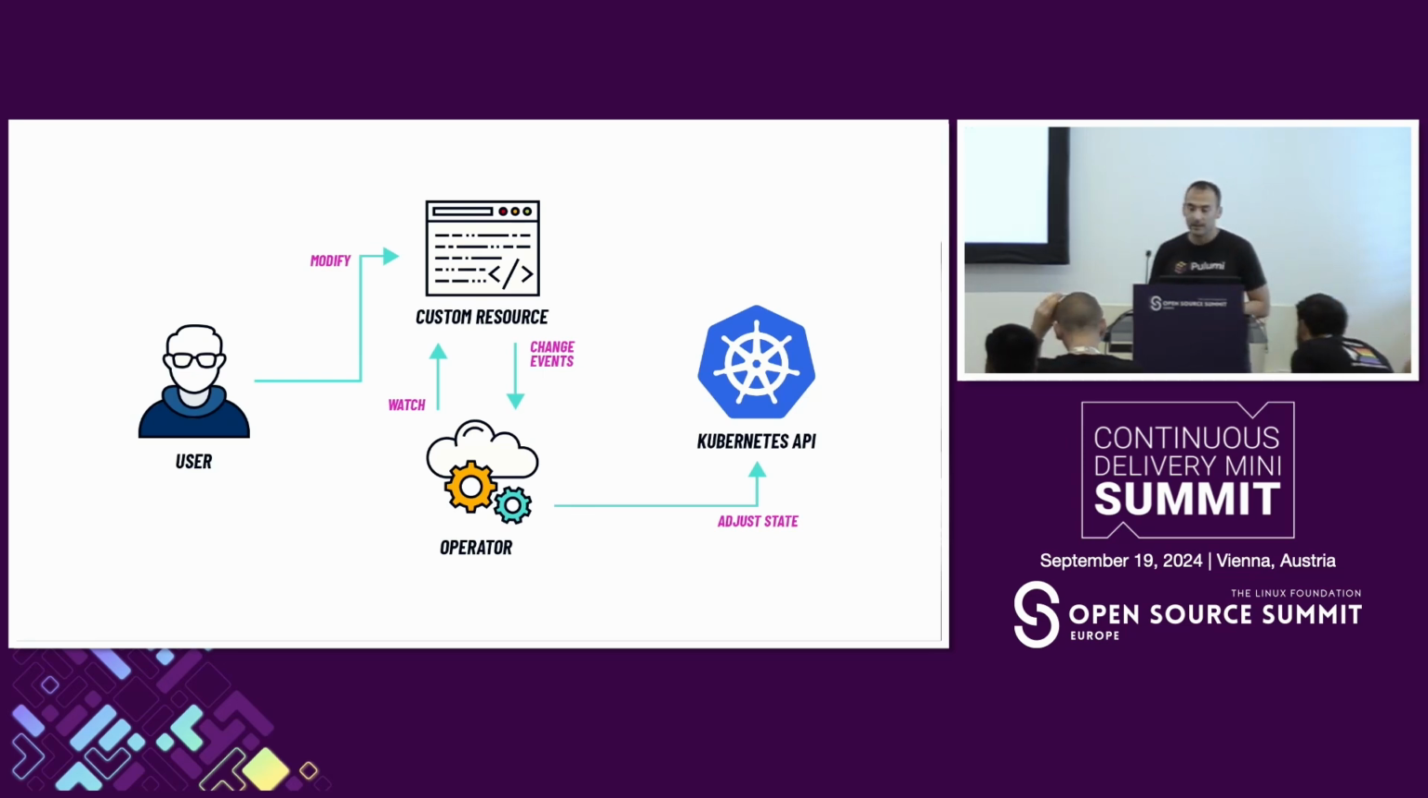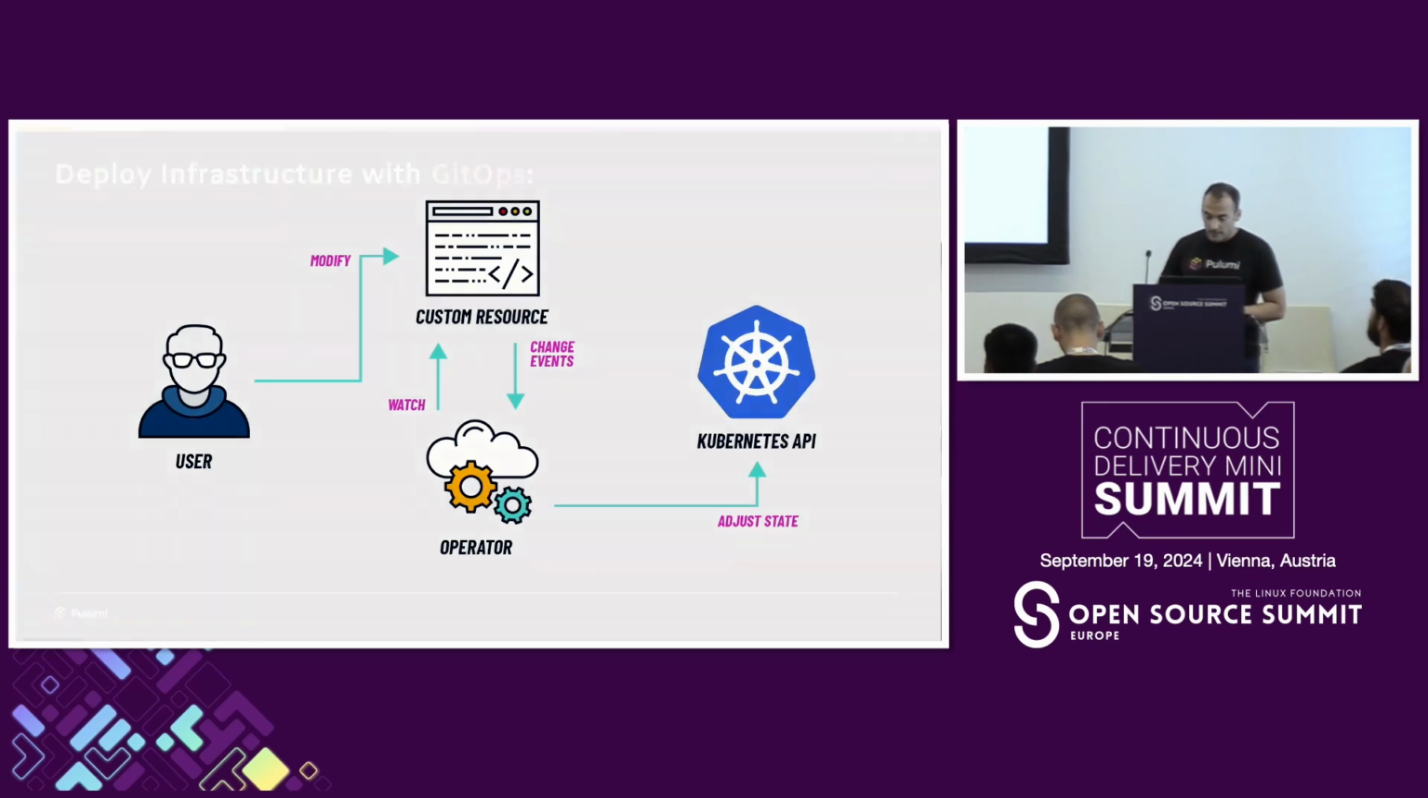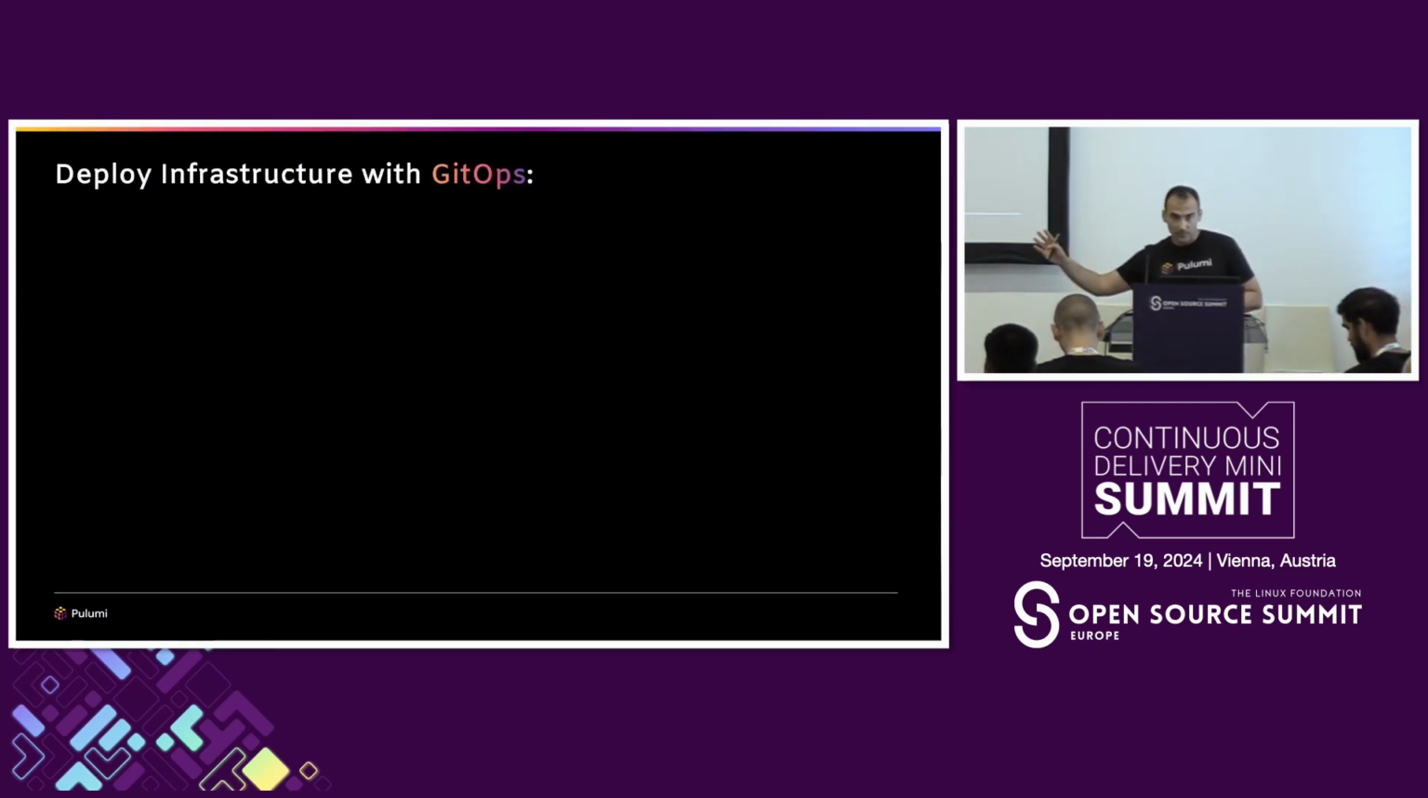And then the operator just watches, reconciles on it, and then does the operations in the Kubernetes world. Okay, so that's now GitOps on one part, and we talked about why operators are important. So now we're talking again about deploying infrastructure with GitOps.